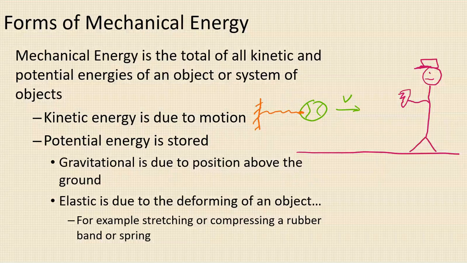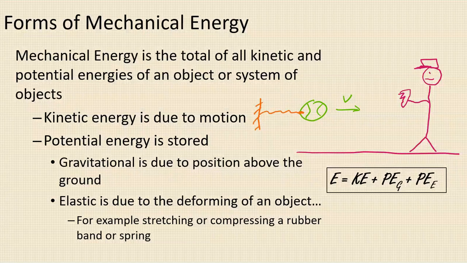So what this does for our total energy then is we look at the total energy to be the kinetic energy plus the gravitational potential energy plus the elastic potential energy. So as we look at the whole system, we'll look at all three of these forms of energy specifically within the object or the system that we are dealing with.